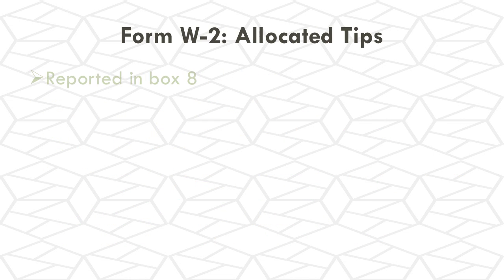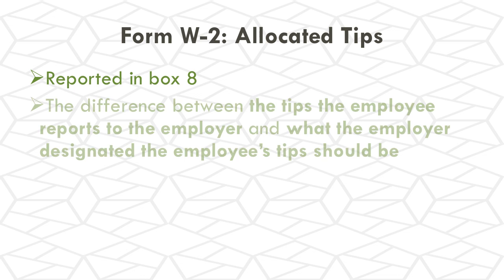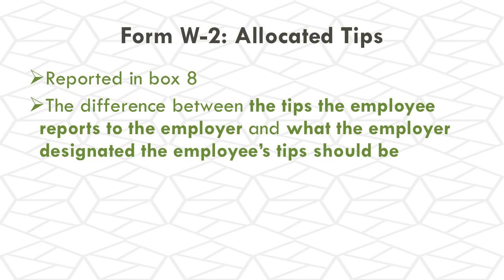Allocated tips in box 8 apply to taxpayers working in a job that receive tips. So that would be waiters, waitresses, bellhops, etc. Most tips are going to be totaled up in box 1 with wages. However, allocated tips are listed separately. So what are allocated tips? Allocated tips are the difference between the tips the employee reported to the employer and what the employer designated the employee's tips should have been.